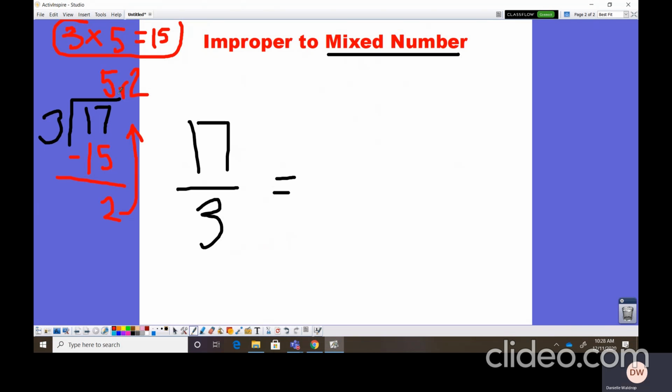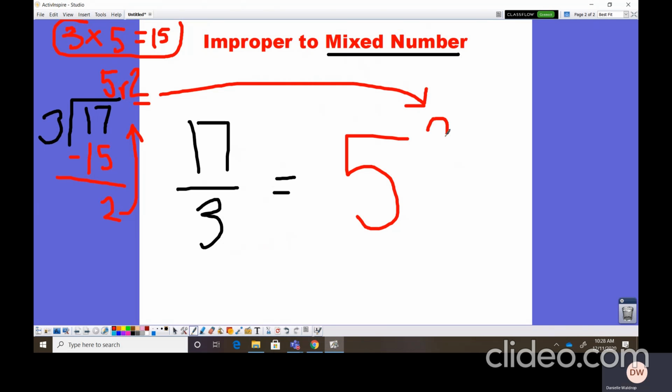To get a mixed number, I'm going to use my quotient up here, my answer. 3 will go into 17 5 whole times. It'll get me close to 17 without going over. It got me to 15. This remainder is going to be your numerator. So I'm going to use this 2 right here as my numerator. There were 2 left over.